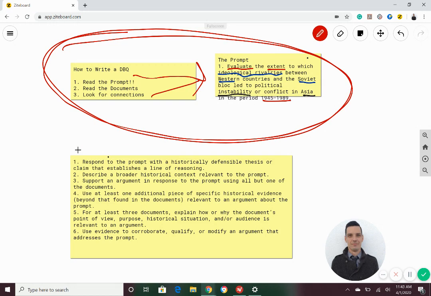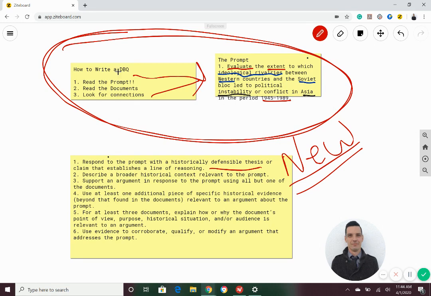So other things to look at. When they're asking you to write that essay, they usually give you instructions on how to go about it. The other thing you want to look for is to respond to the prompt with a historically defensible thesis. So this is not a summary. This is a new idea, something new. You're going to make an argument about this.